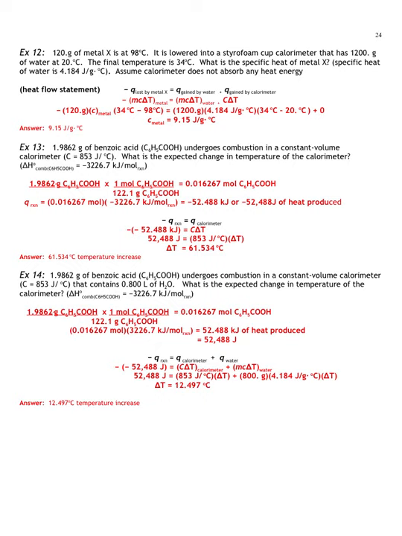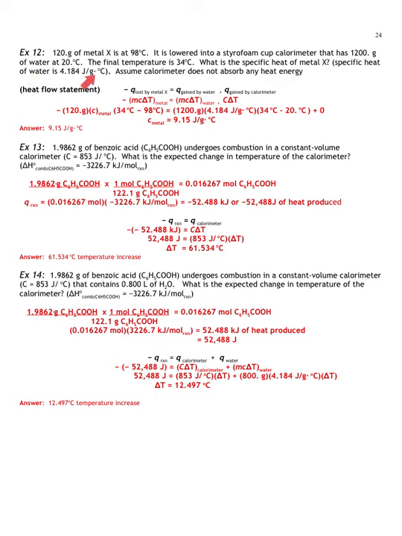Okay, so you have here the mass of metal X at 98 degrees Celsius, and it's lowered into a double nested styrofoam cup calorimeter that has a mass of 1,200 grams of water in it at 20 degrees Celsius. You can't stick a thermometer into the metal, but you can stick it in the water and measure the temperature of the water. So the final temperature of the water is 34 degrees Celsius, and that final temperature is the same final temperature for the metal as well. What is the specific heat of the metal?